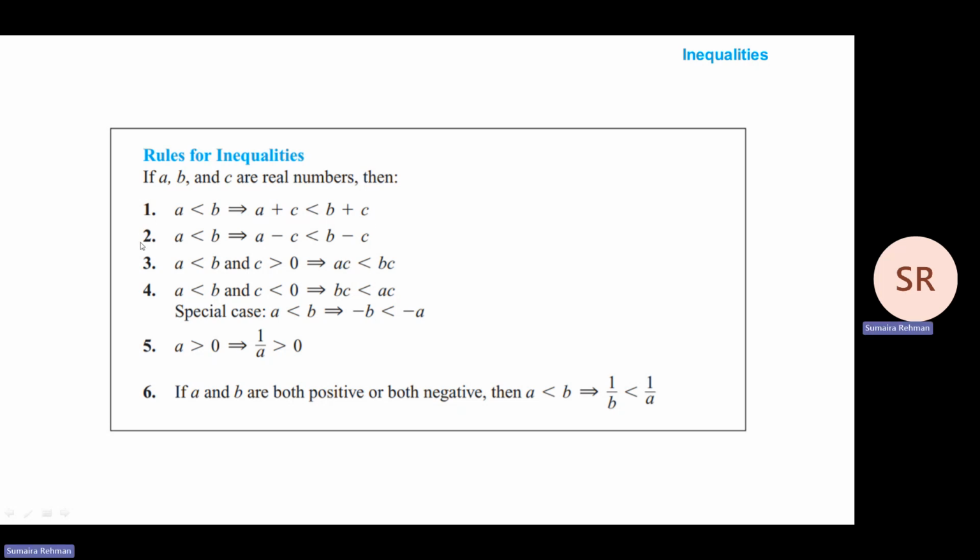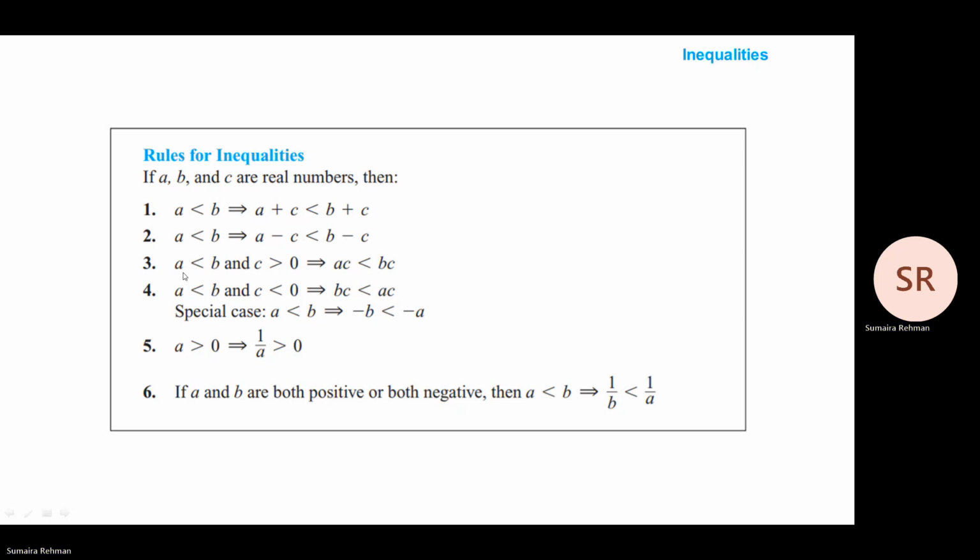Similarly, we have the second rule: if A is less than B, it implies that A minus C is strictly less than B minus C. This time we are adding negative C on both sides, the same quantity, which means we subtract that same quantity on each side of the inequality. Again, it will not affect the inequality symbol. It will be still less than the right side.